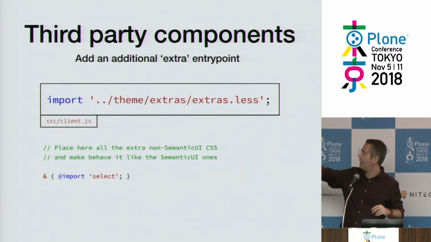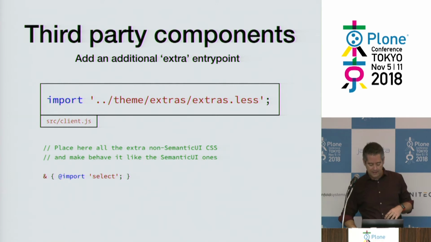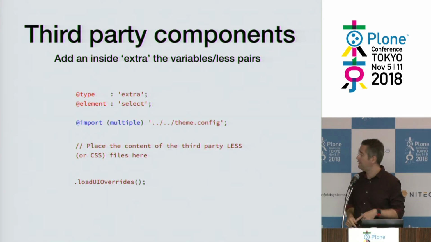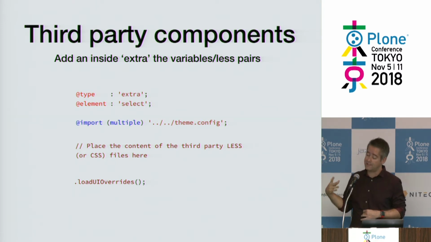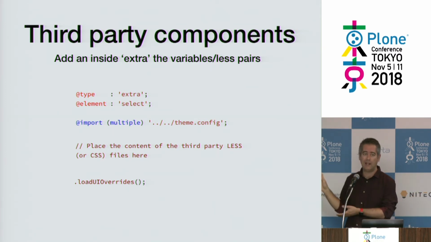And a la Semantic UI, you can do the import of the select, and then in this select file you only have to maintain these headers. So you have to set this header, setting the type, which is an extra, and setting an element, which is called select. And then import this multiple, which is one of the last features that SASS doesn't have, unfortunately, and makes the whole theming work. And then place your third-party less CSS or less files here, and then call this mixin, which is called load UI overrides. And that's it. You have your React select less integrated into your theming engine, which is kind of cool.